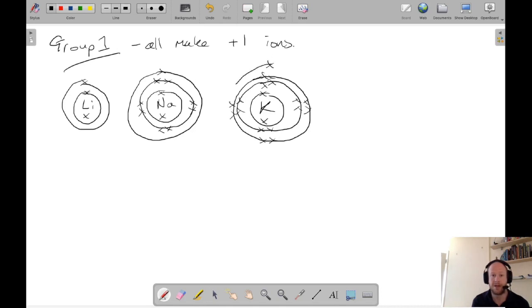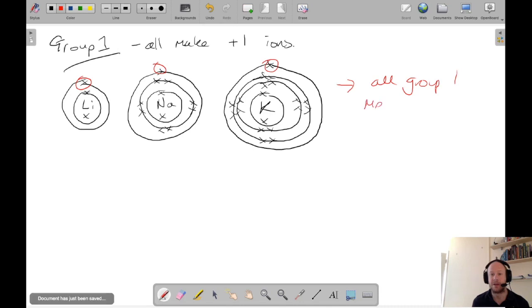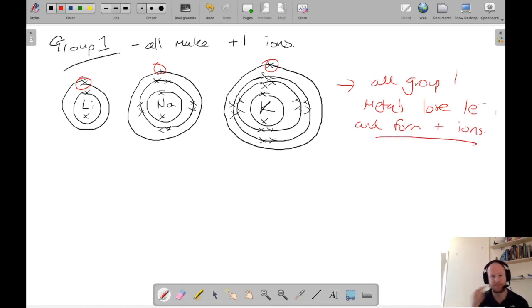You'll notice that every single one of these atoms has 1 electron in its outside shell. There's one there, and one there. Now, it's the easiest thing for this to do to get a full outer shell is to lose their electrons. Every single element in group 1 is like this, so all group 1 metals lose 1 electron and form positive ions, just 1+ ions.